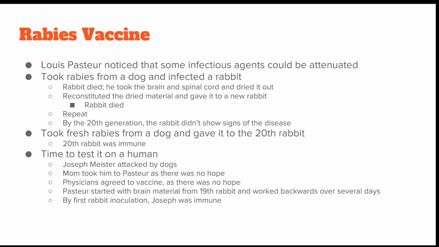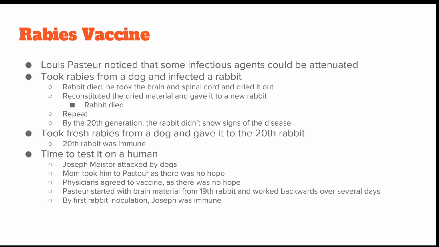So by the 20th generation, the rabbit didn't show signs of the disease. You saw this with variolation. They used to dry out the scabs from people and then grind them up and turn them into powder, and that attenuated the smallpox virus, and you were able to take it with few, if any, actual effects of the virus. Not a lot of disease from that.